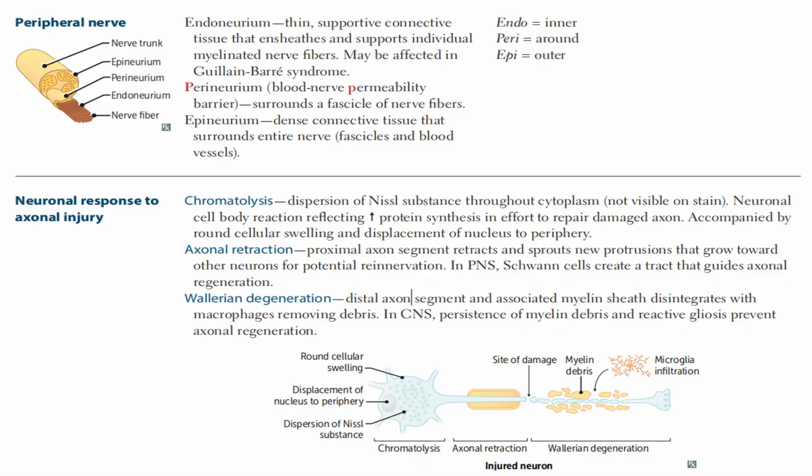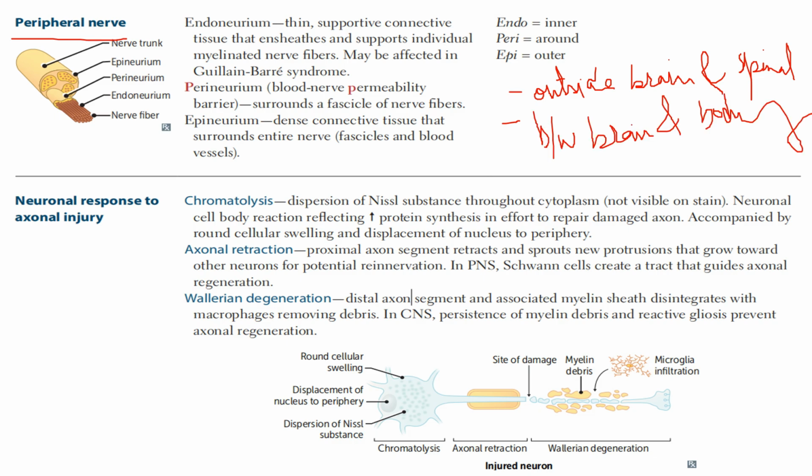Hello guys, we have this topic today, which is peripheral nerve. So what is the peripheral nerve for? Let's see that. The peripheral nerve basically stays outside the brain. The next thing it does is transfer information between the brain and the rest of the body.